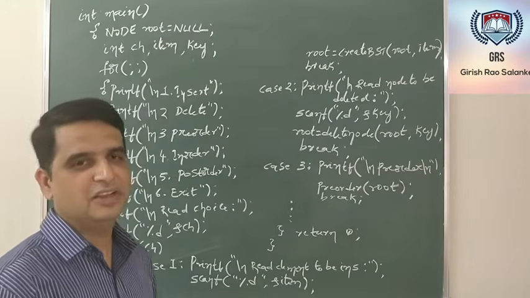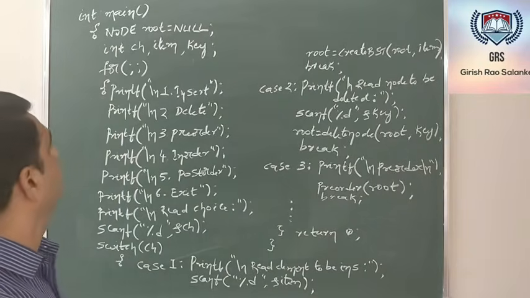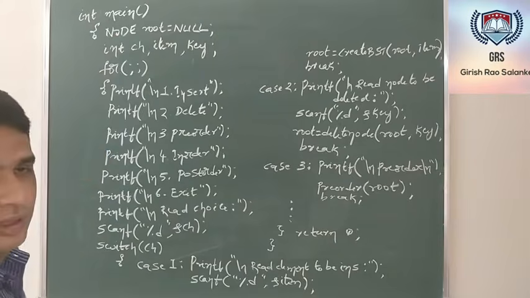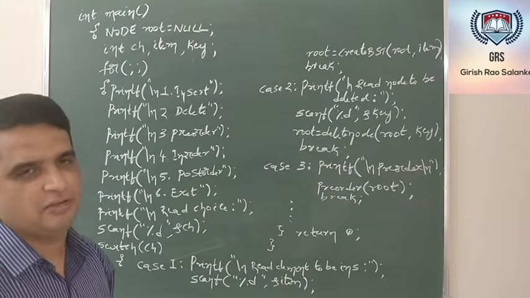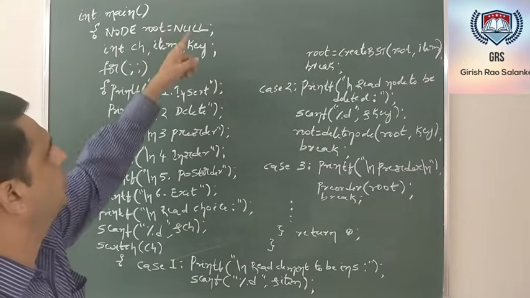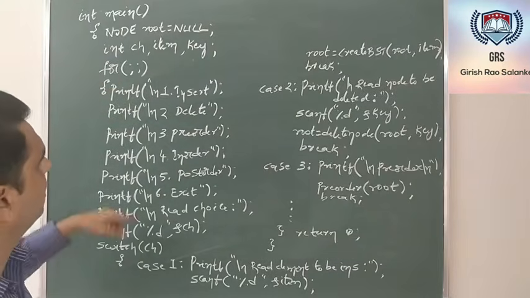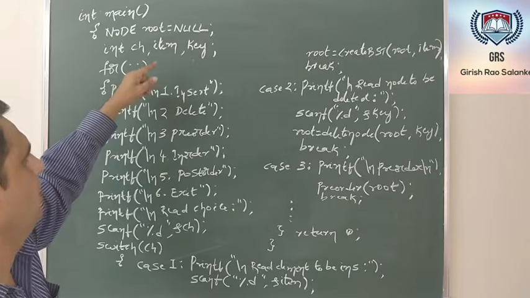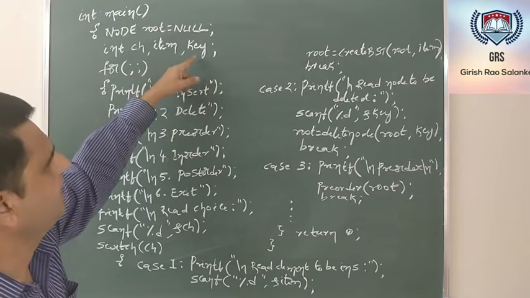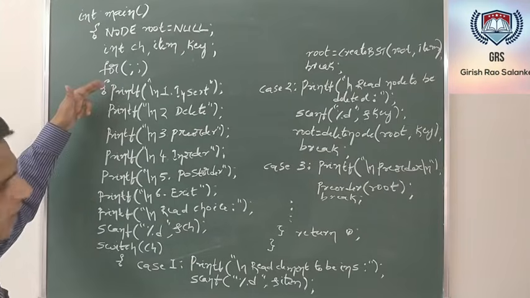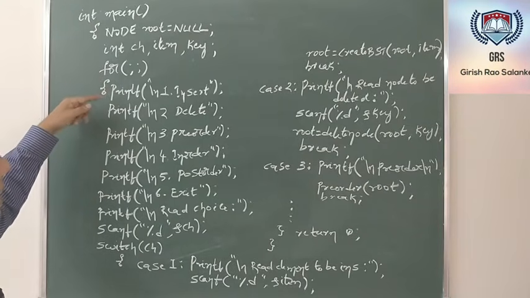Coming to the main function. The main function looks something like this. In the main function, I have declared a variable by name root of the data type node. As initially the binary search tree will be empty, I have initialized the root to be null. I have declared some integer variables like ch for the choice, item for the insertion operation, and key for performing the deletion operation. So I have taken an infinite for loop.